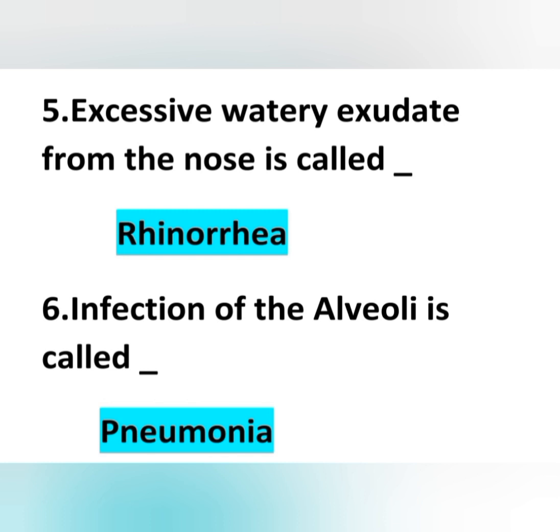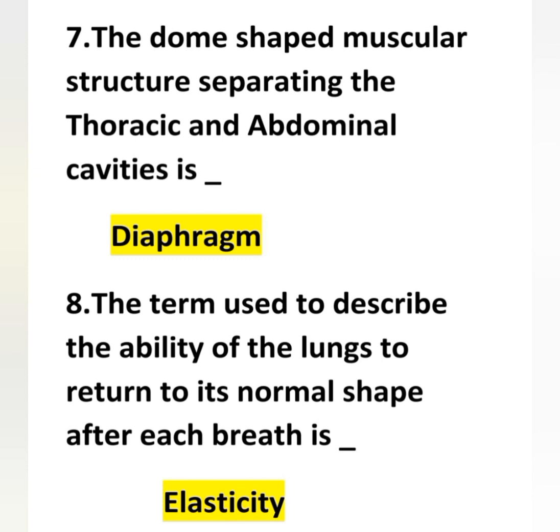And the next point, the dome-shaped muscular structure separating the thoracic and abdominal cavity is called the diaphragm. So the diaphragm is a dome-shaped structure which separates the thoracic and abdominal cavities.